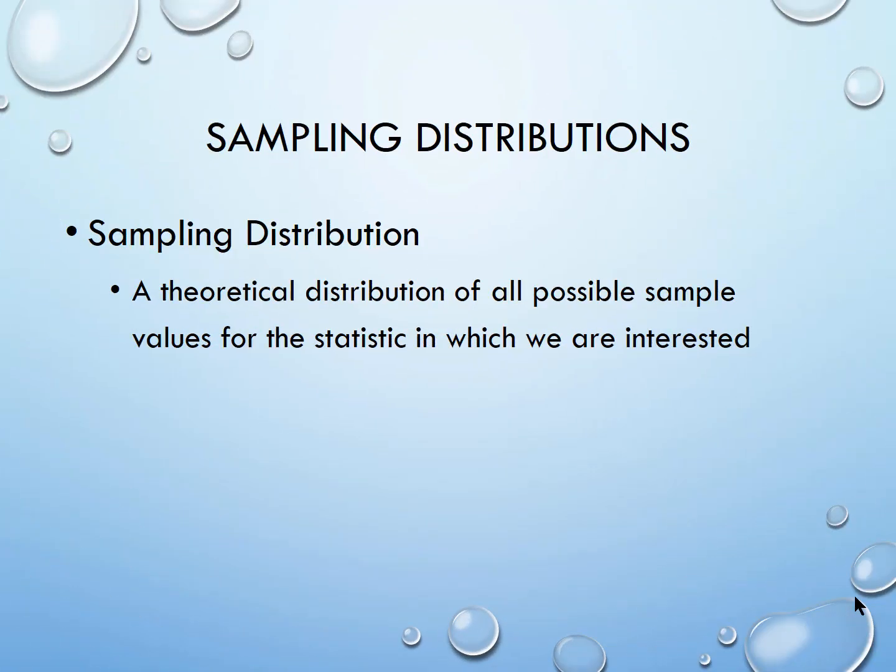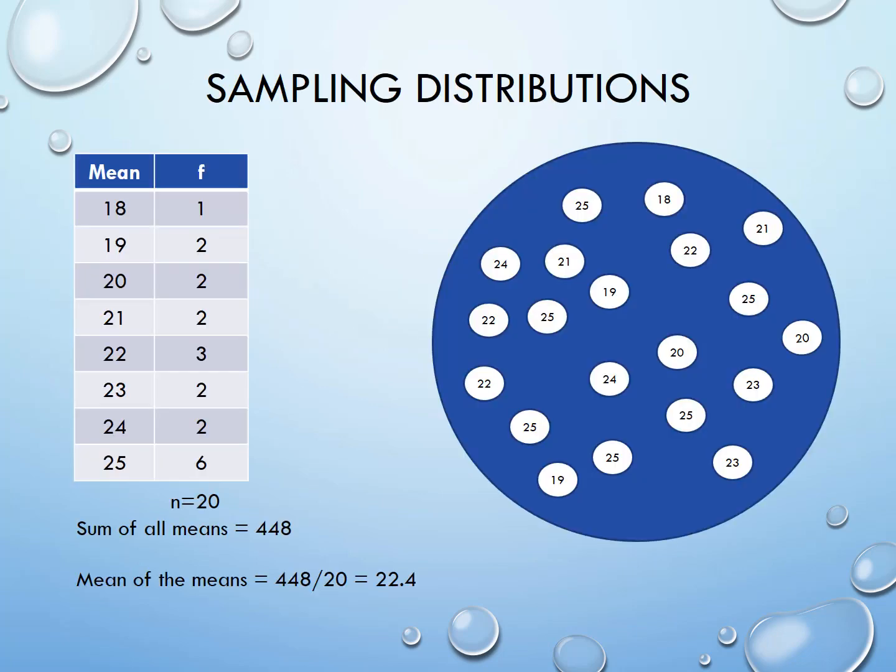The sampling distribution is the theoretical distribution of all possible sample values for the statistic in which we are interested. Let's assume we take multiple samples from a population. So we choose 35 people randomly, we observe how many, for example, sit-ups they can do in 5 minutes, then we add the sit-ups together and then divide them by 35 and get the mean for this first sample. Let's say the mean is 25.